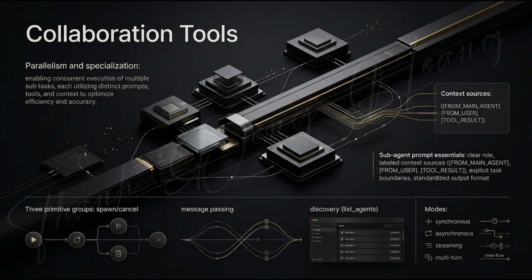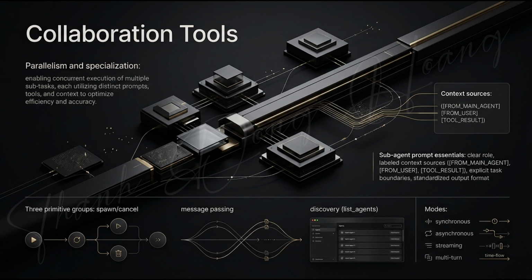Collaboration tools. Agents collaborate for two reasons: parallelism, doing several things at once, and specialization, giving each subtask its own model, prompt, and toolset. A good sub-agent prompt needs a clear role, clearly labeled context sources, so the sub-agent can tell what came from the main agent versus the user versus a tool result, which is also a direct defense against prompt injection, explicit task boundaries, and a standardized output format.